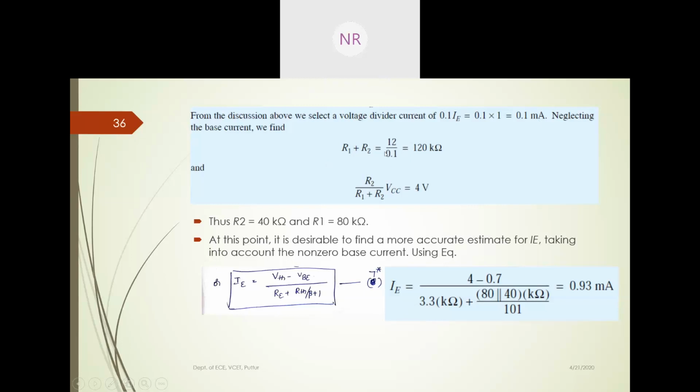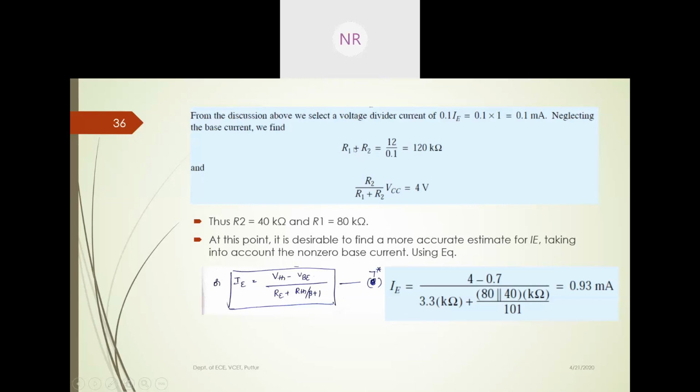This is just like Ohm's law: V is equal to I into R. V is VCC, I is the voltage divider current 0.1 IE, and R is the resistors R1 and R2. So R1 plus R2, these two are the unknowns, equal to VCC divided by the current 0.1 IE, 0.1 milliamperes. When you solve this, you get 120 kilo ohm. That is R1 and R2 together.